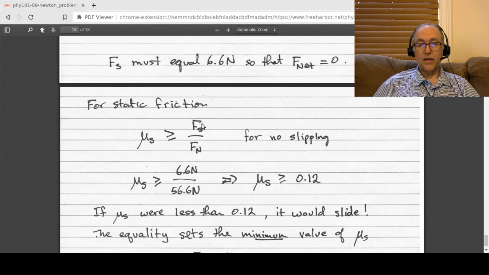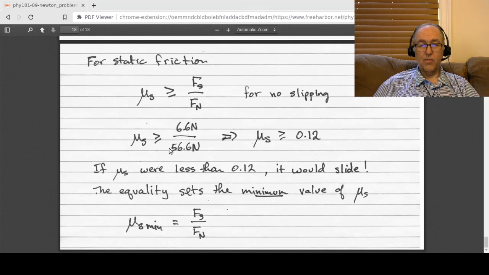And what is that? Well, we know that the force of static friction is now 6.6 newtons, and we also know from the diagram that the normal force is 56.6 newtons. So if you divide those two, you get 0.12, and that means that mu s has to be bigger than 0.12 in order for there not to be any slipping, okay? All right, so if mu s were less than 0.12, then it would start to slide, all right? But if mu s is bigger than 0.12, then you have static friction.